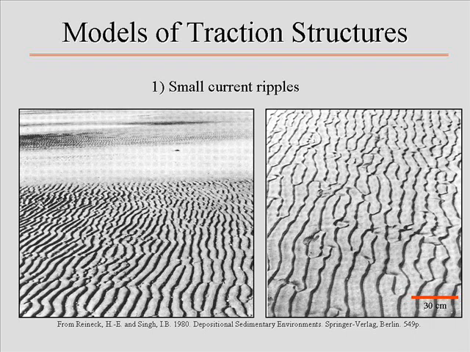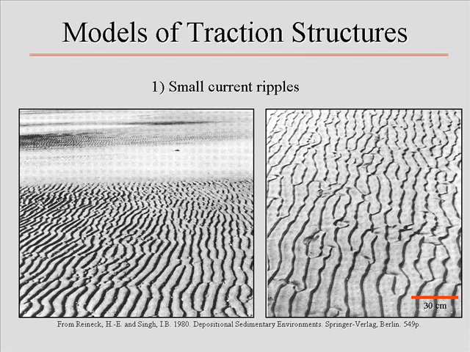We talked about small current ripples. These are small current ripples. This is scans right out of a textbook. I'm sorry, you're going to see some kind of read-through or bleed-through in the scanning images. These are relatively straight crested ripples. In this case, the shadow is the lee side. The light side is the Stoss side.